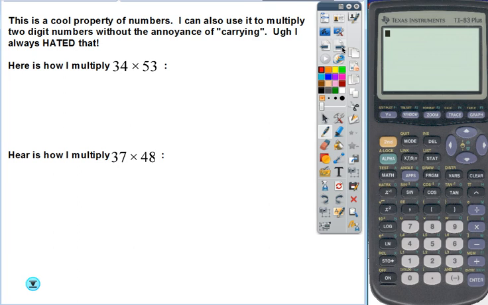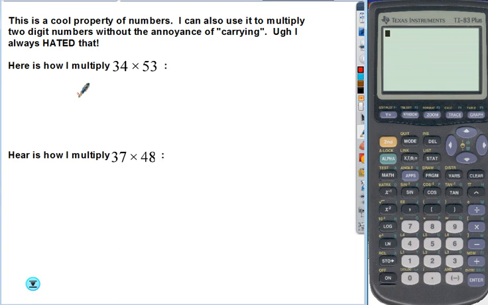This is a cool property of numbers. I can also use it to multiply 2-digit numbers without the annoyance of carrying. I always hated that. So what I do is I think about the number 34 as 30 plus 4. And I think about the number 53 as 50 plus 3.